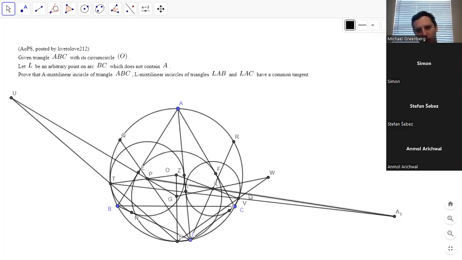And so basically A1 is the x-simile center of circles P and K. Okay, so we know A1 is the x-simile center of these 2. Interesting. Because it has to lie on PK, and it also, by Monge's theorem, it lies on TB.